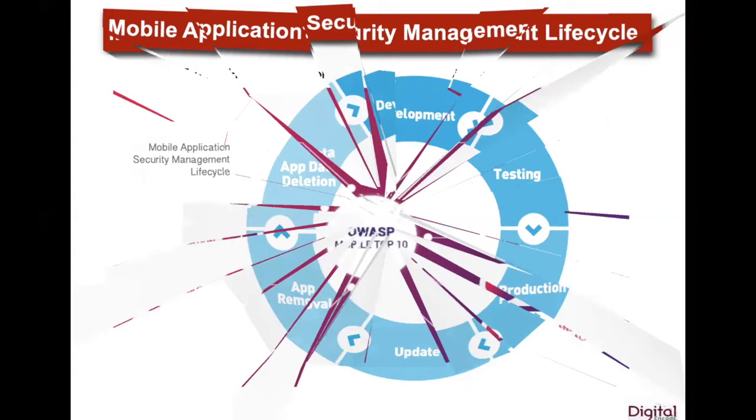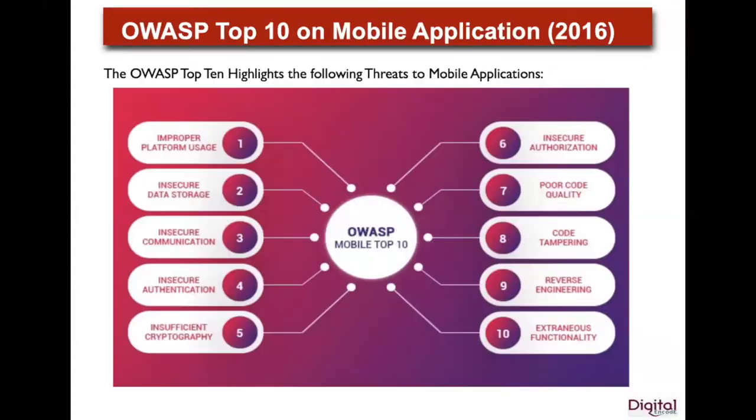Yeah, so this is the main thing. We have a top 10 for web applications, and we have the same thing for mobile applications. This is the new update for 2016. There's one for 2014, but this is the new update for 2016. And the first thing on the OWASP testing for mobile applications is improper platform usage.